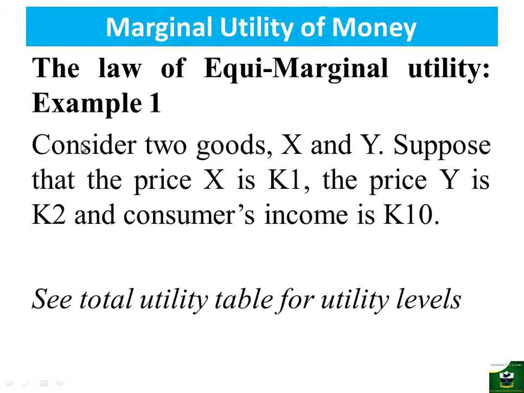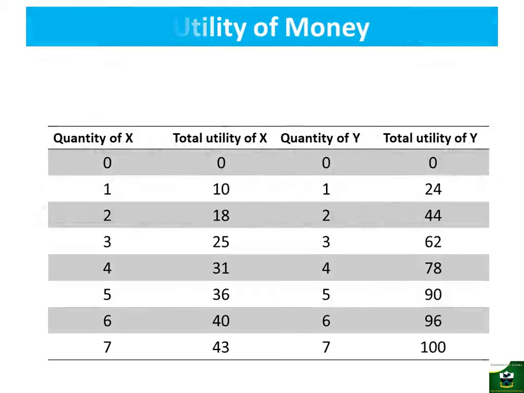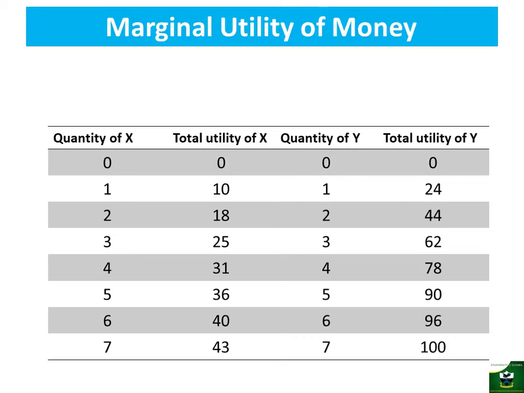Let's take an example. Consider two goods, X and Y, and suppose that the price of X is 1 kwacha, the price of Y is 2 kwacha, and the consumer's income is 10 kwacha. Now, we need more information to be able to determine consumer equilibrium. That is, we need details on the consumer's utility levels. So let's see the utility levels in this table.